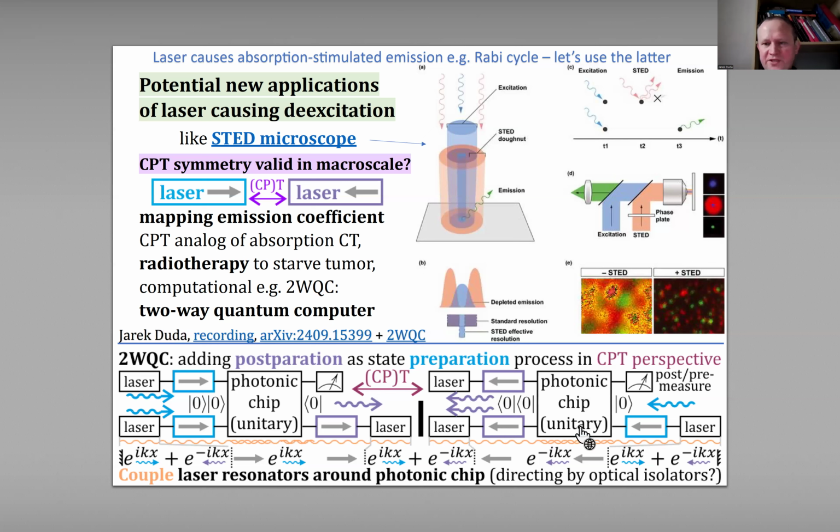So from the CPT perspective, we inject photons here, and the question is, could we control the flow of photons from both directions? Or in other words, could we couple resonators of lasers with a photonic chip between them for better control of the flow of photons? If true, then in theory they should be much more powerful. I will also briefly explain further.